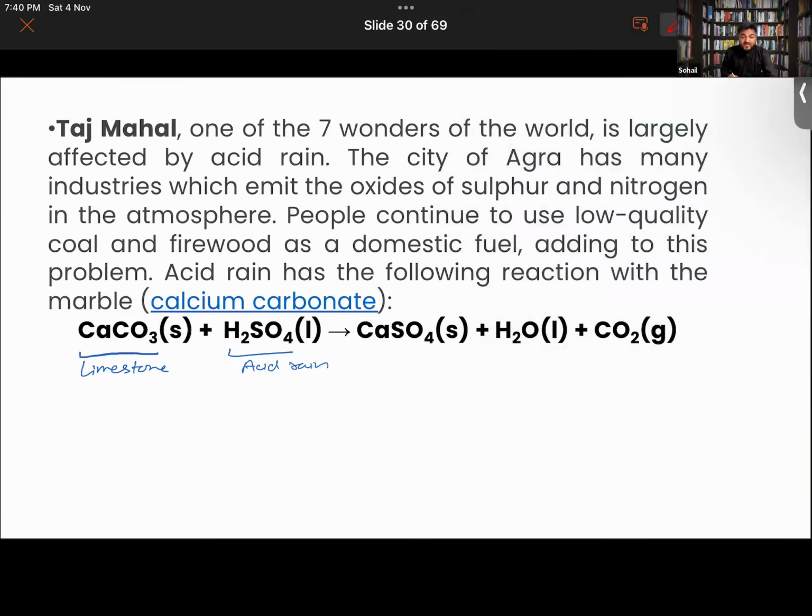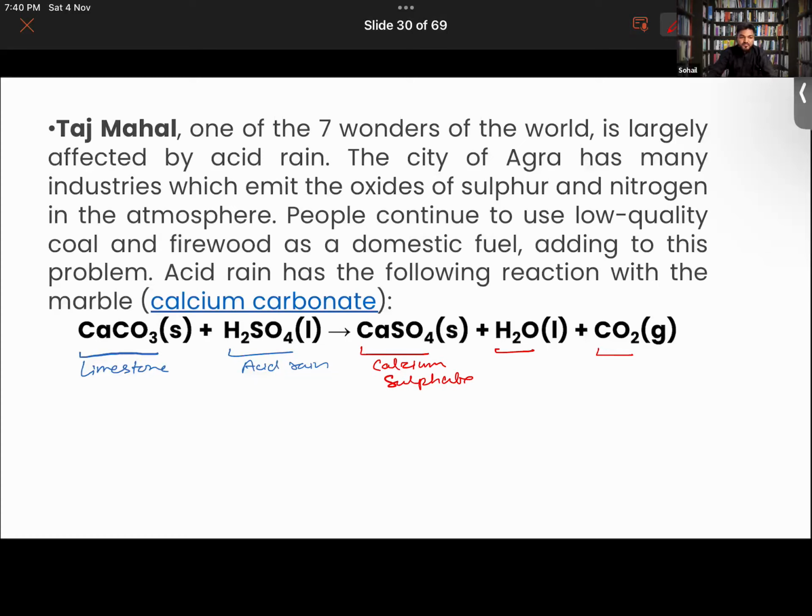So this will react with the limestone. Now this sulfuric acid converts limestone into calcium sulfate, and releases water and carbon dioxide. This is the reaction that takes place there. Getting it now?